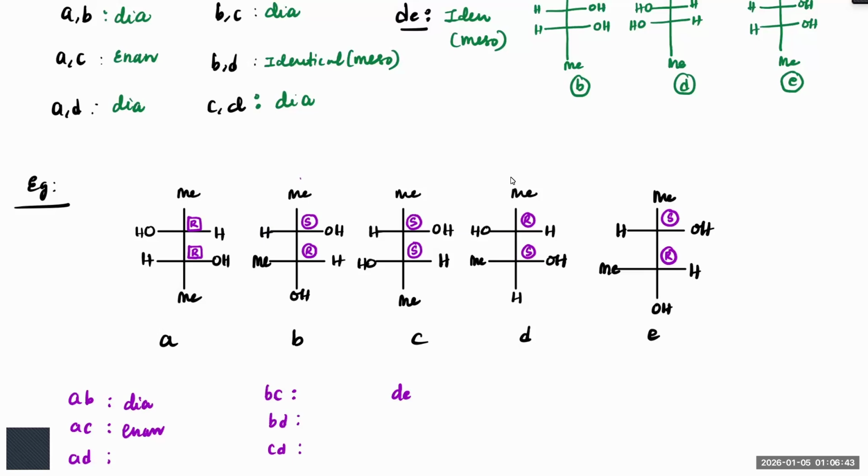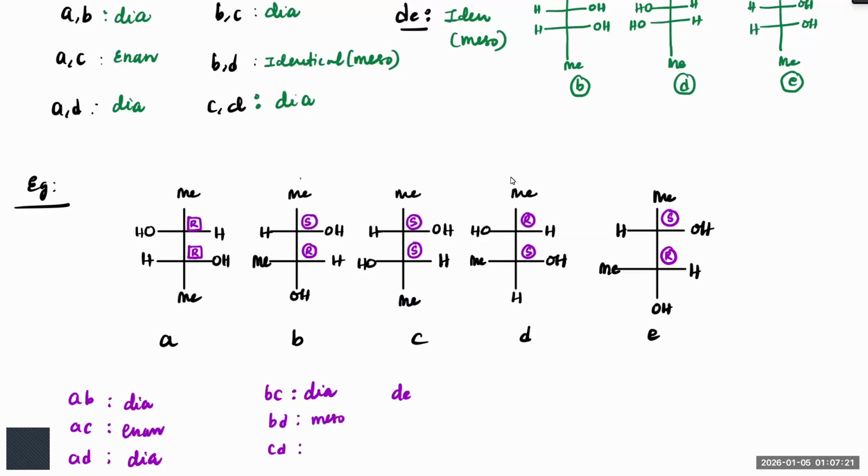Next, A and D. RR is matching, but this is becoming RS. So it makes it diastereomers. Next, B and C. SS is matching, but here it is not matching. So again, that makes it diastereomers. B and D, you can see S is becoming R, R is becoming S. So in that case, it could be either a mesoform or it could be an enantiomer. But since it is a mesoform identified already, that means this is meso and identical.